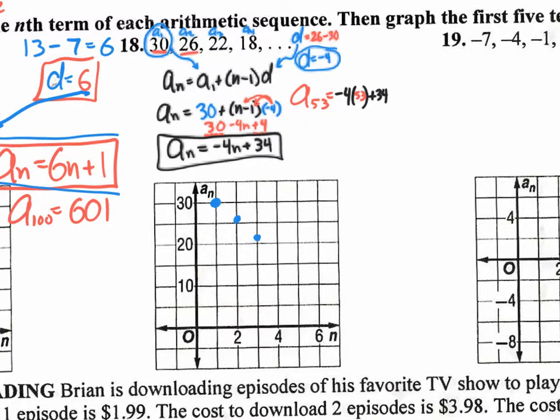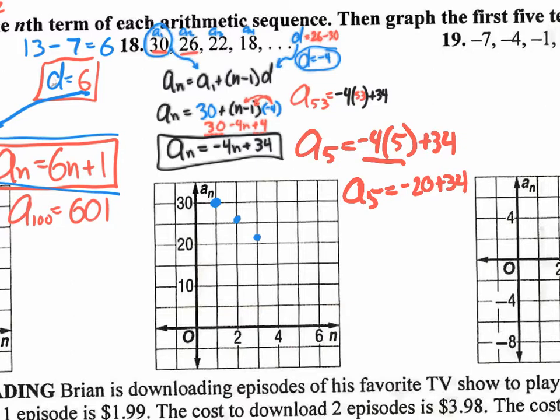Now, let's say we wanted a sub 5. Well, then you're actually going to have to plug in 5 right into here. So let me actually write out my work here. A sub 5 is going to be negative 4 times 5 plus 34. So negative 4 times 5, that's negative 20. So a sub 5 is negative 20 plus 34. What's negative 20 plus 34? Positive 14. So a sub 5 really is 14. So if I do go out to my fifth a sub 5 term, 1, 2, 3, 4, 5, and I go up to 14, I put a dot right there. Okay?